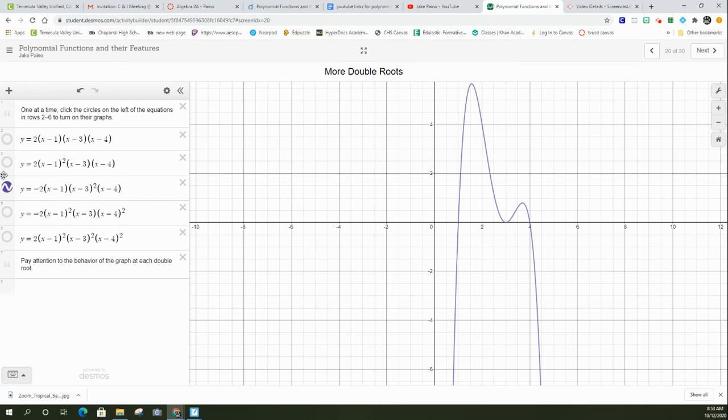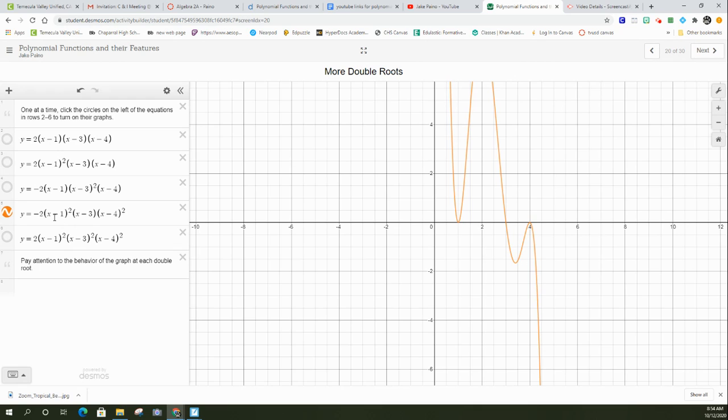Right, my end behaviors are the same. Leading coefficient's negative, so it goes down. All right, here we've got leading coefficient going down, so negative. But here we have 2 factors that are squared, so this is actually going to be a 5th degree. So my end behavior should be opposite.